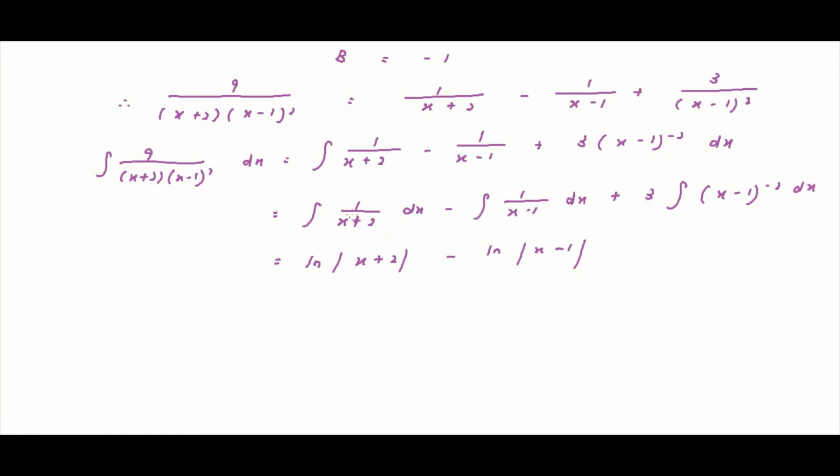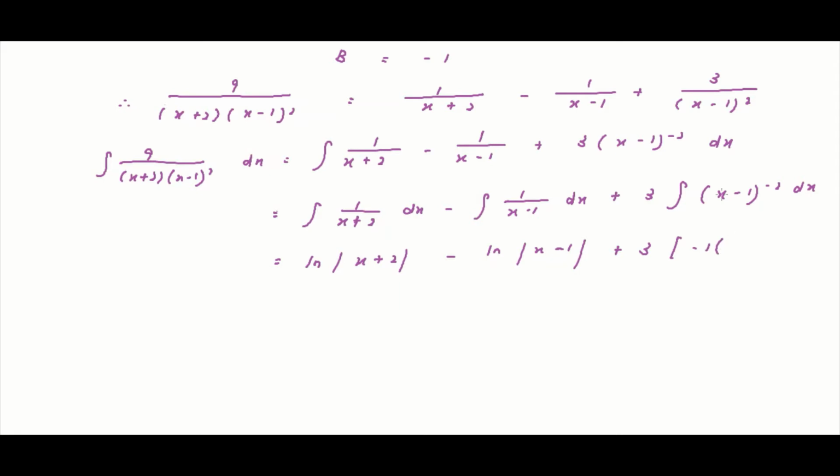Because you differentiate, you get 1. You differentiate this, you get 1 also. So that's why you can change it into ln. So plus 3. So this is integration in the composite form. So that's why power plus 1, then divide by the new power. So you have negative 1.